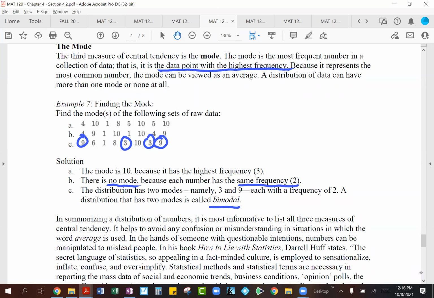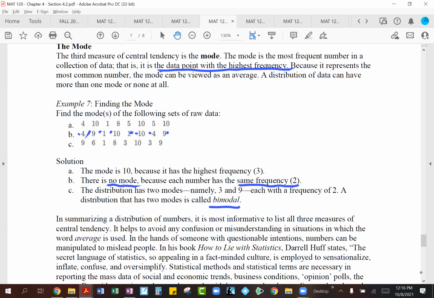You can see for part B, they are saying there's no mode because each number has the same frequency. So in this case, all of our numbers were actually repeating twice. So you don't even have where one number just occurs once and the rest of them are twice. Each one of them occurs twice. So you can see there's 4 and 4, 9 and 9, 1 and 1, 10 and 10. So all the numbers are repeating twice. So again, there's no mode.